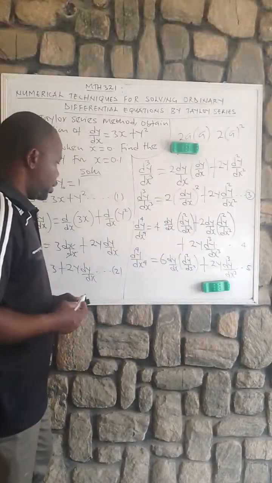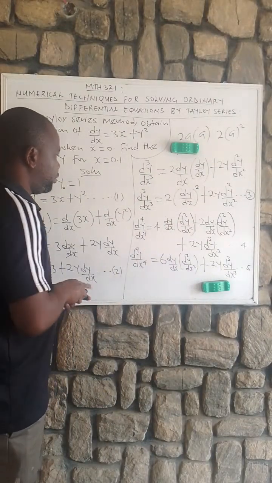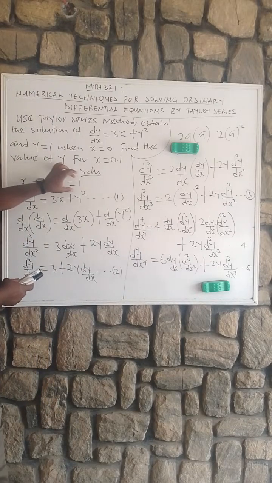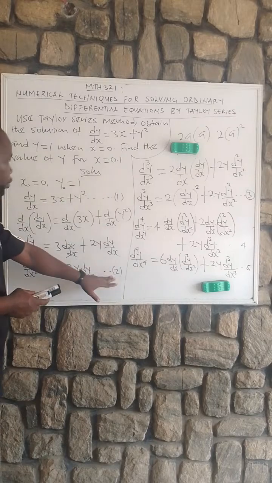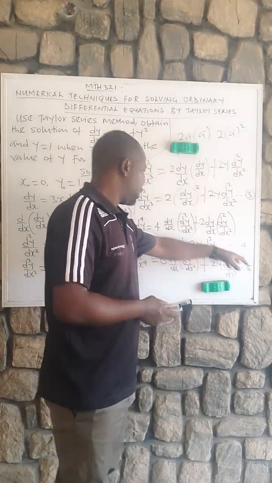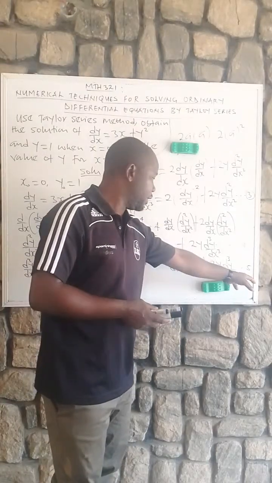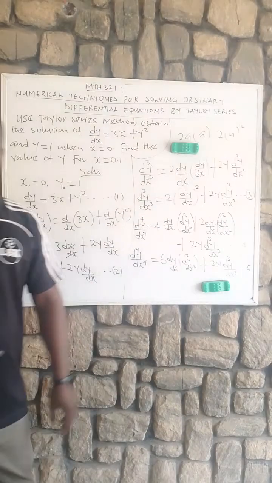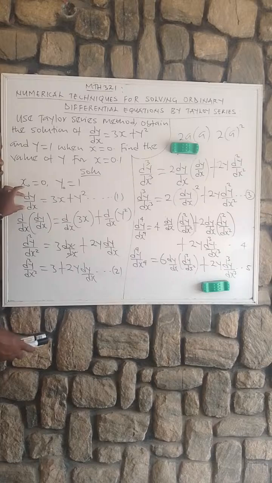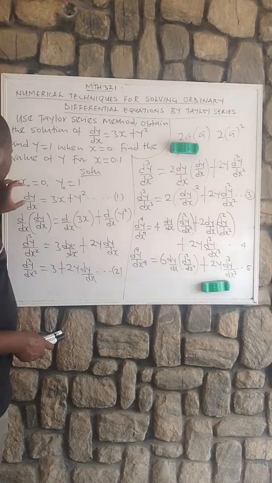Do you understand? So at this point, we are going to substitute this and this into equations 1, 2, 3, and 5, because 4 is the same thing as 5. Is that clear? Do you understand? To obtain our derivative, because we want to obtain the derivative so that we introduce our Taylor series. You just need the derivative.